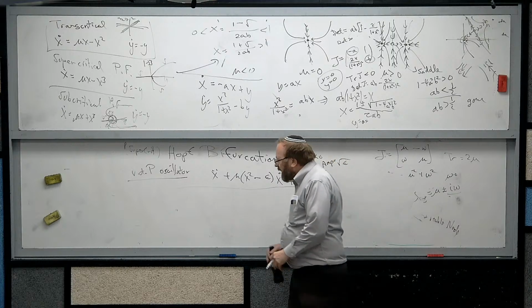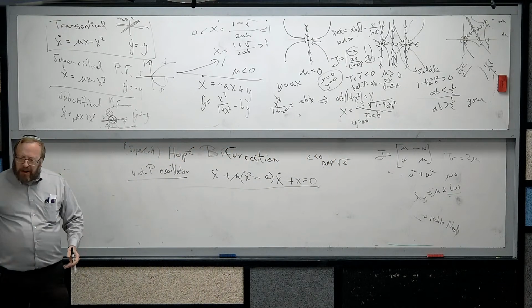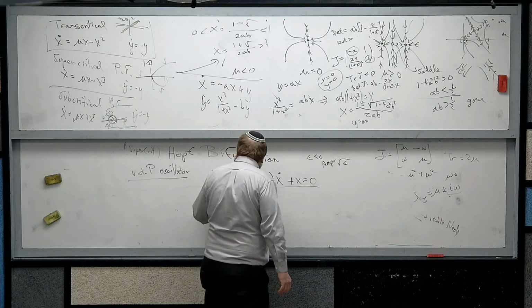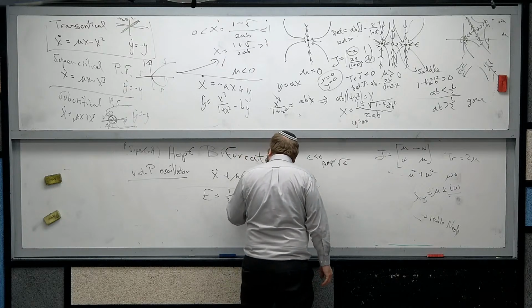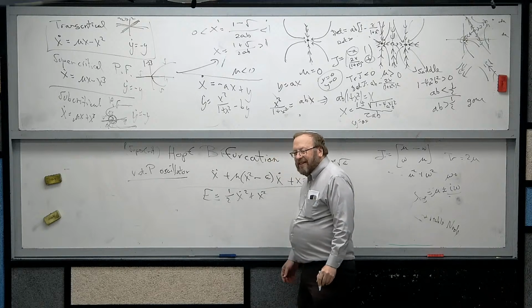All right? So what did we do before? Let's do the same thing we did before, because it works so well. Right? What did we say? We said we'd look at the energy. And the energy is 1/2 x dot squared plus x squared. That's the definition, if you will.